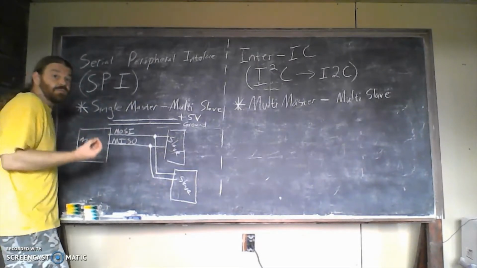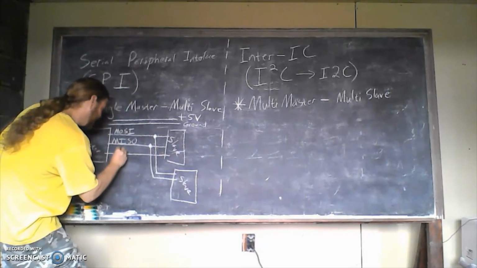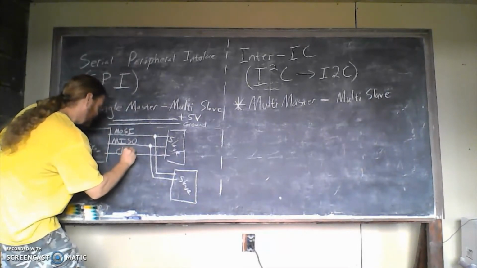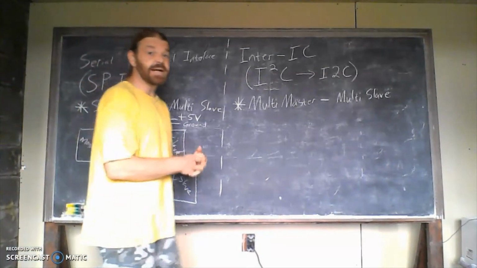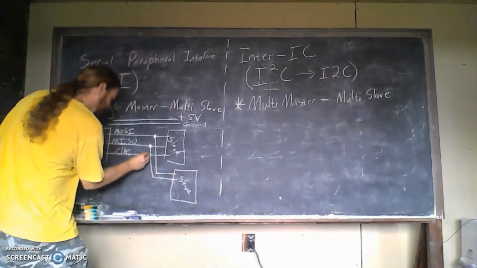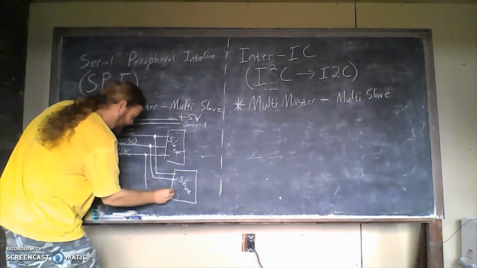And the third line that connects everything is obviously we have to synchronize this. So we have some sort of clock line, a clock just tying everything together. Again, it'll connect to both devices.